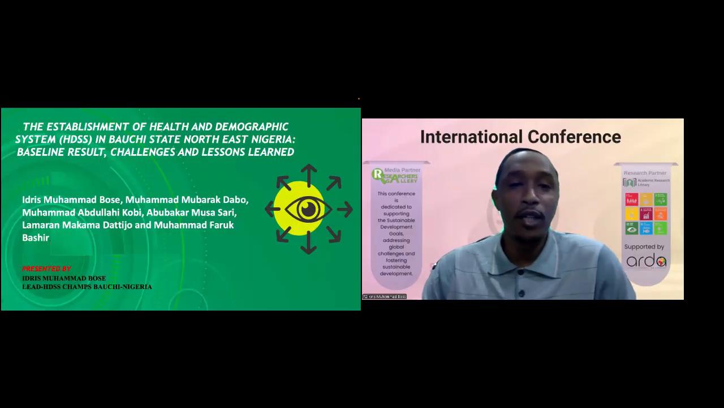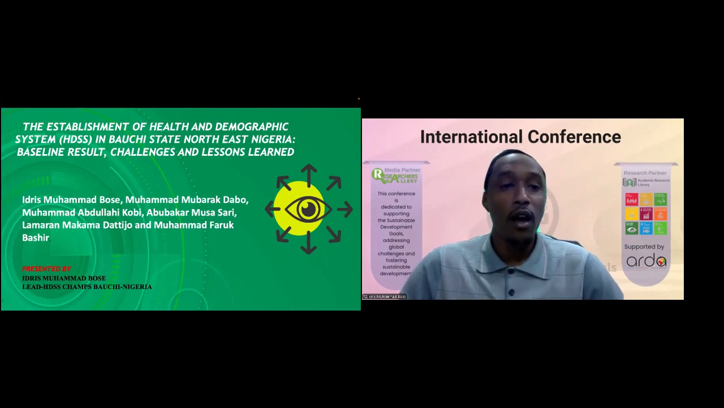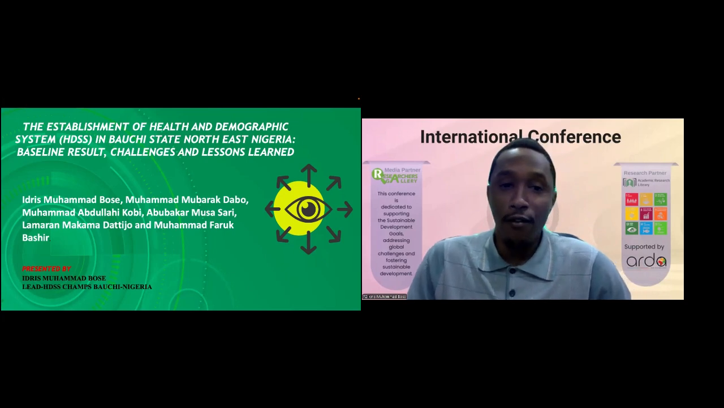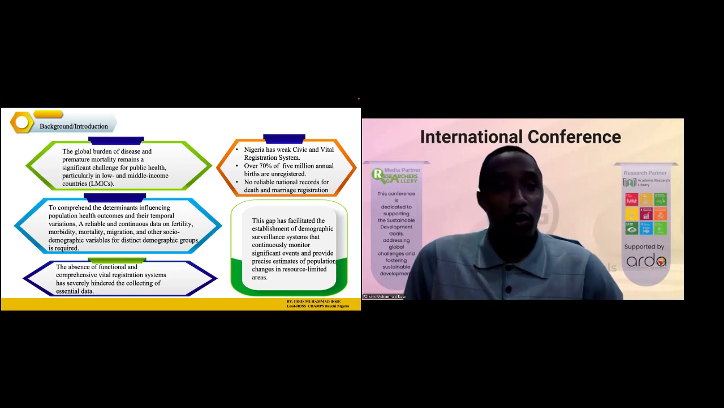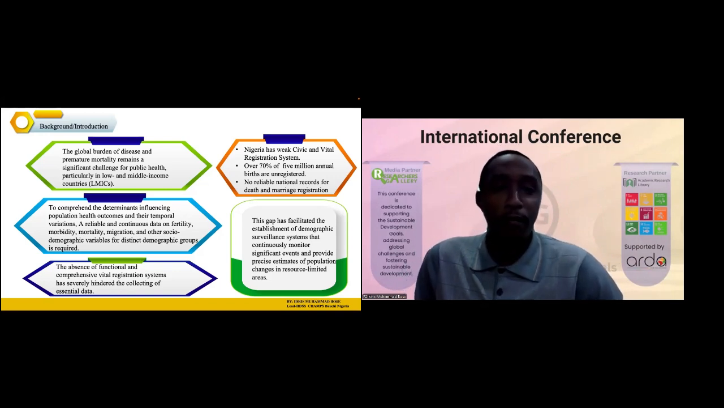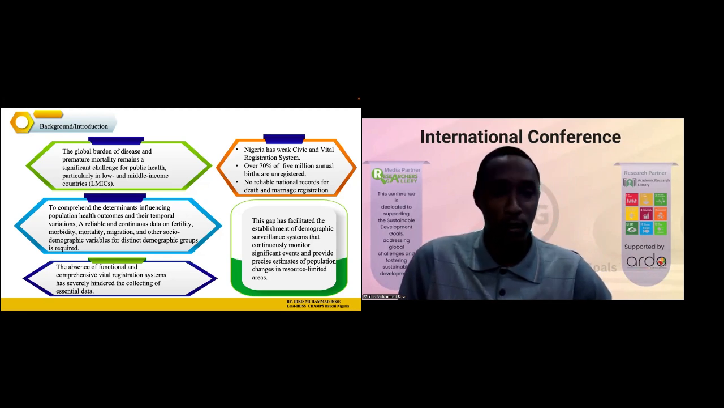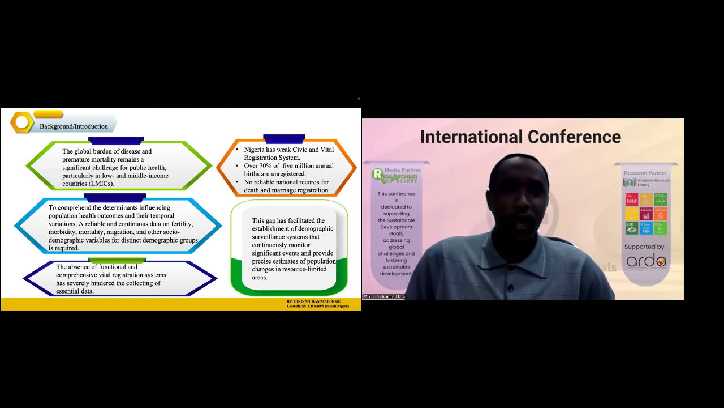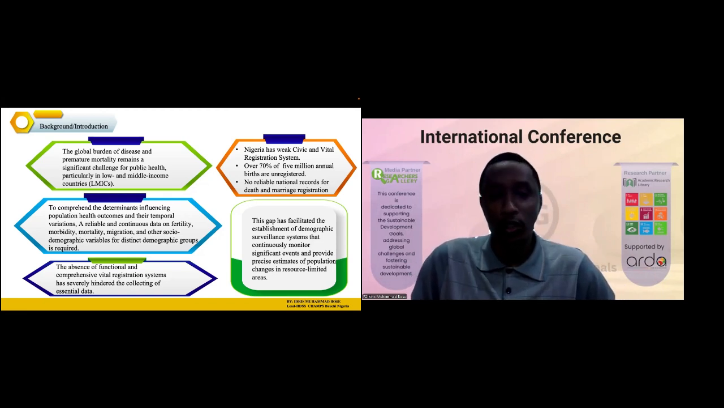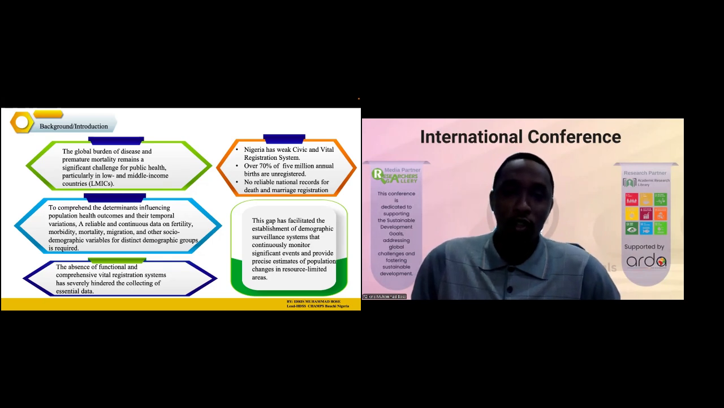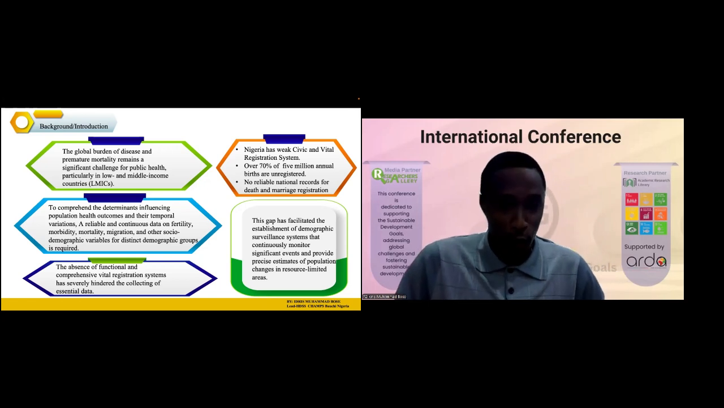The topic here is the establishment of health and demographic surveillance system, HDSS, in Bauchi State, Northeast Nigeria: baseline findings, challenges, and lessons learned. The global burden of disease and premature mortality remains a significant challenge for public health, particularly in low and middle income countries. To comprehend the determinants influencing population health outcomes and their temporal variations, reliable and continuous data on fertility, morbidity, mortality, and migration is required.